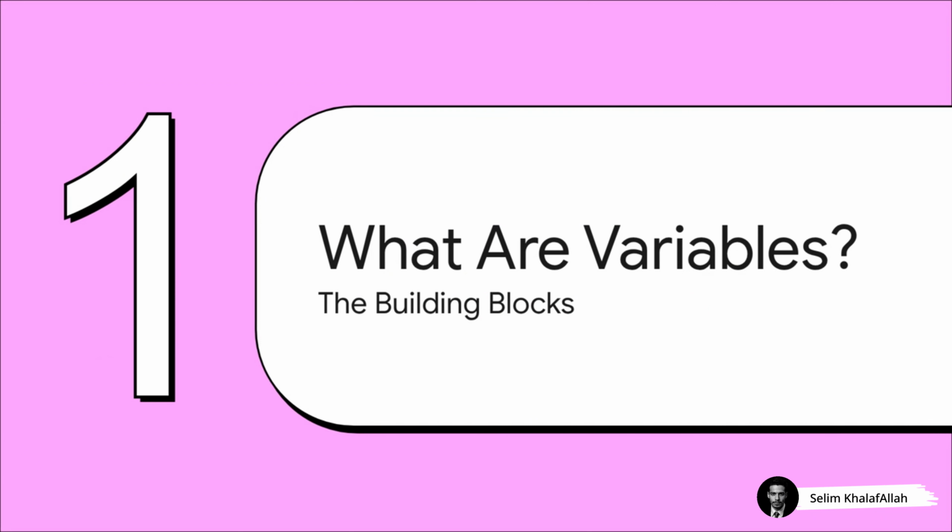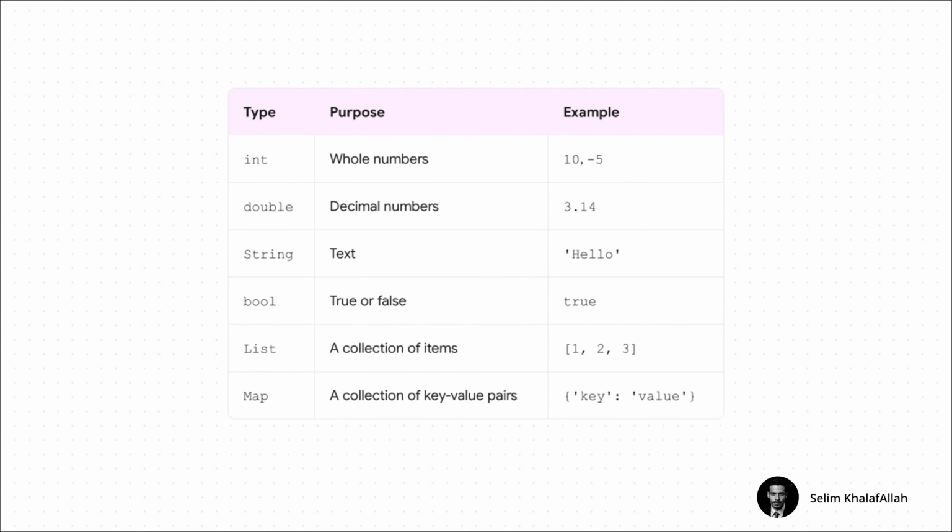Okay, let's kick things off with Section 1. What are variables? We're talking about the absolute fundamental building blocks of your code. Now, not all boxes are the same. Each one is designed for a specific kind of data. You've got your basic types that you'll use constantly.